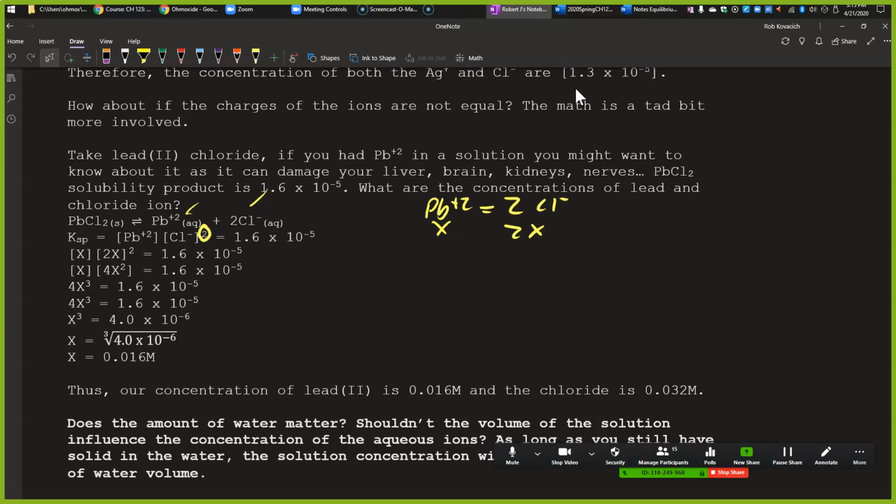Okay. So now I've got this 2X here and this X, but I still have the 2X squared. This is my KSP for lead 2 chloride. So I've got X times 2X squared equals the KSP. So I can distribute the square across the 2 and the X, and I end up with 4X squared. Does anybody have a problem with me going from 2X squared to 4X squared?